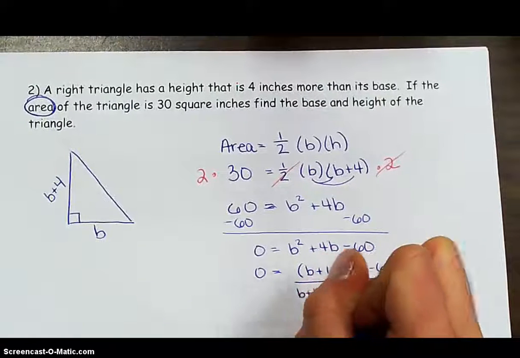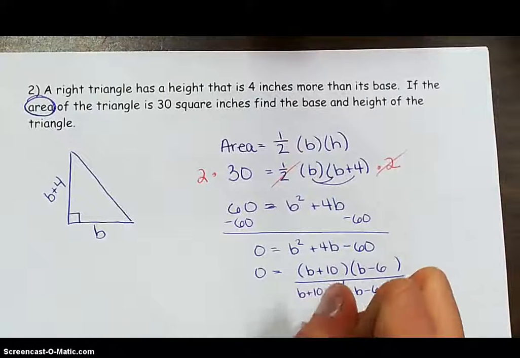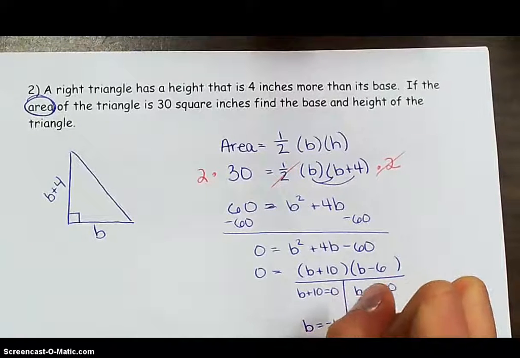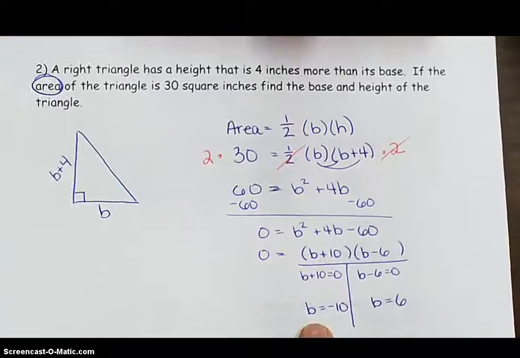We get B plus 10 equals 0, B minus 6 equals 0, and then we solve for both. So here we're going to get B is equal to negative 10, and here we get B is equal to 6. But now remember, B stands for the base.